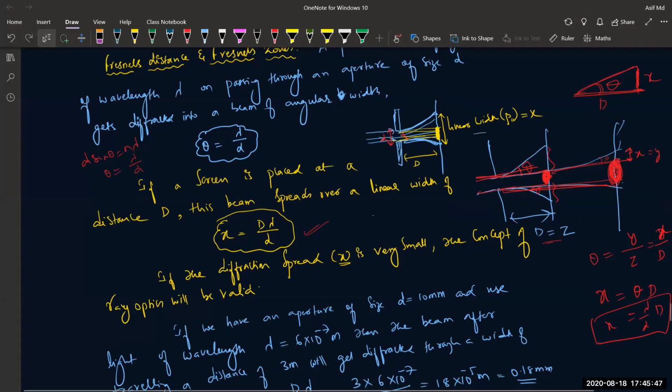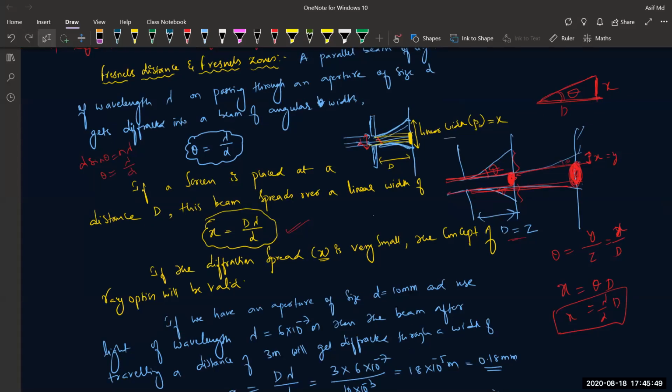The linear width will go on decreasing if the distance between the slit and the screen, this D, is increasing. The x value goes on becoming lower, and finally it will become like a straight line. So if the diffraction spread x is very, very small, then the concept of ray optics will be valid. Is that point clear for everyone?